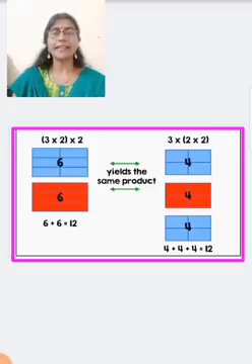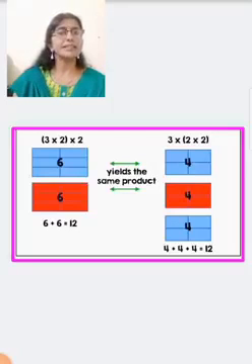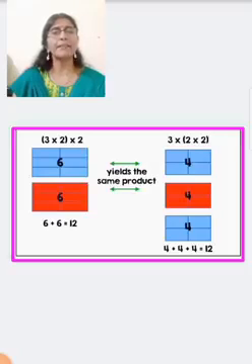So we will write 6 and then again one more 6. So 6 plus 6 is 12. Now let us go to the other side. Here you can write the same multiplication by grouping other 2 numbers in this way.